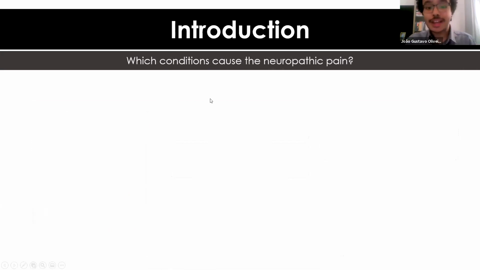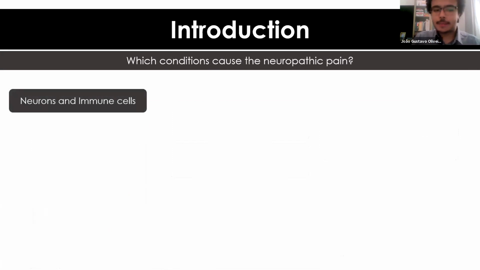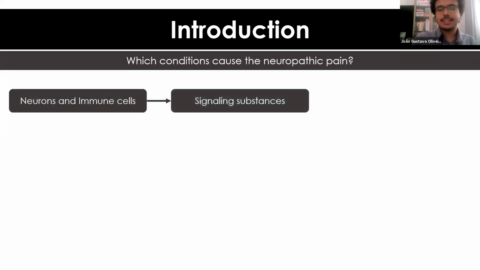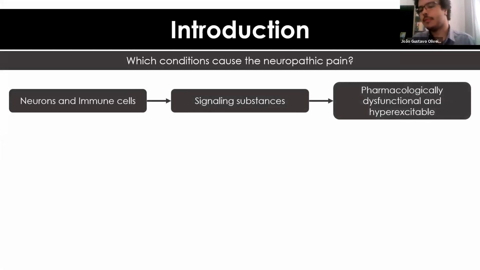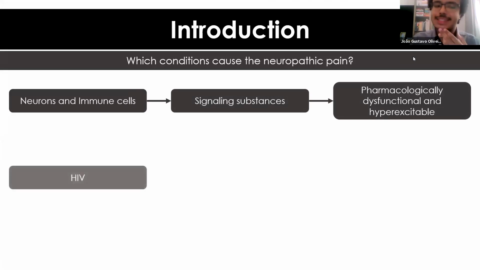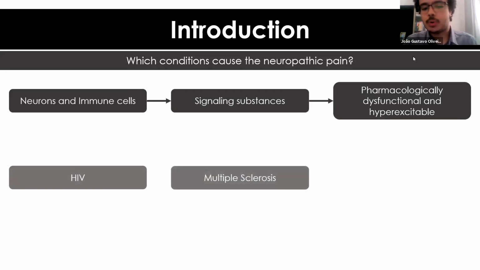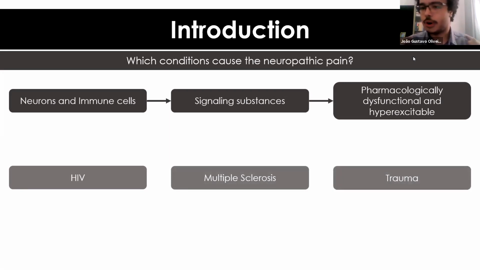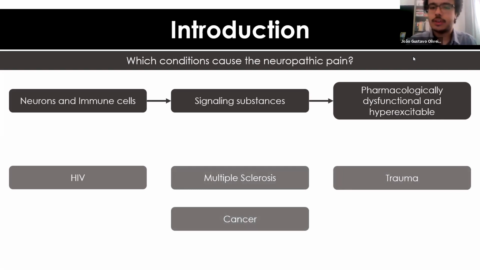And you might be thinking now, which conditions cause neuropathic pain? Well, neuropathic pain is associated with neurons and immune cells, which are sensitized by signaling substances such as nerve growth factors and cytokines, and they become pharmacologically dysfunctional and hyperexcitable. That means that they can conduct pain more easily, but they do not respond as well to our medications. And some conditions can cause that, such as HIV, the virus which causes AIDS, the acquired immunodeficiency syndrome, multiple sclerosis, trauma, not only trauma of the brachial plexus or lumbosacral plexus, but trauma of the spinal cord as well. And cancer can cause this condition of neuropathic pain.